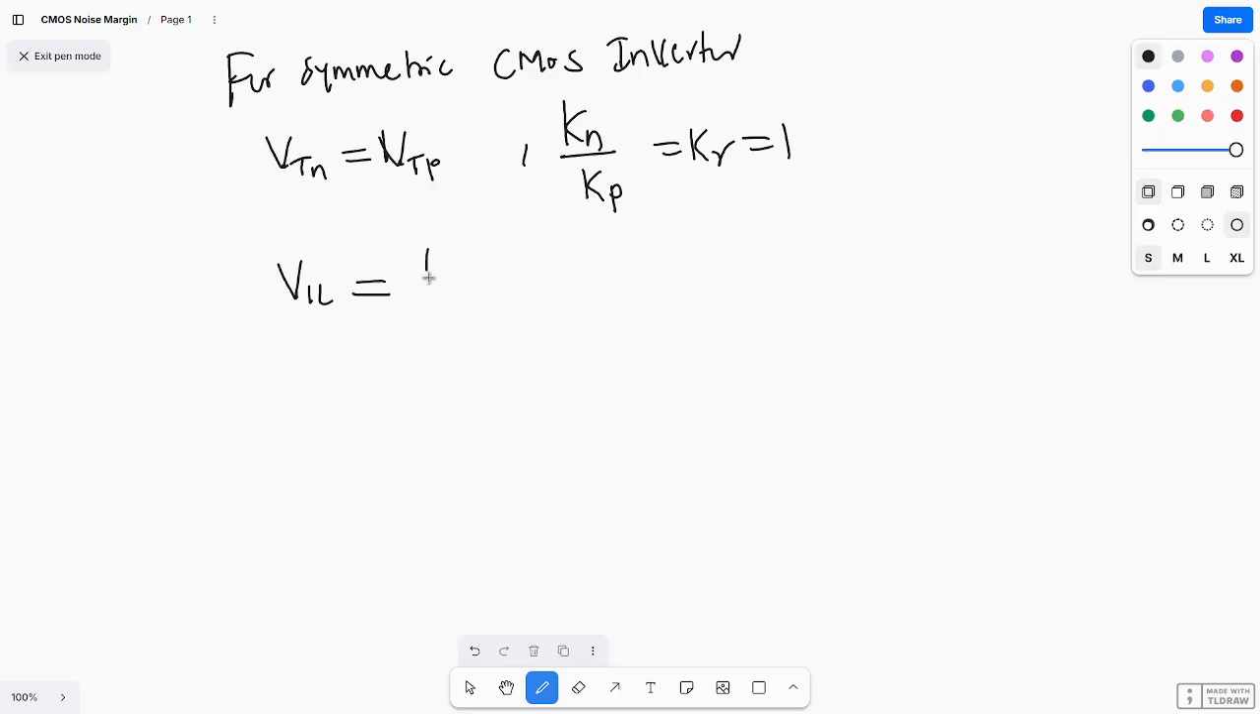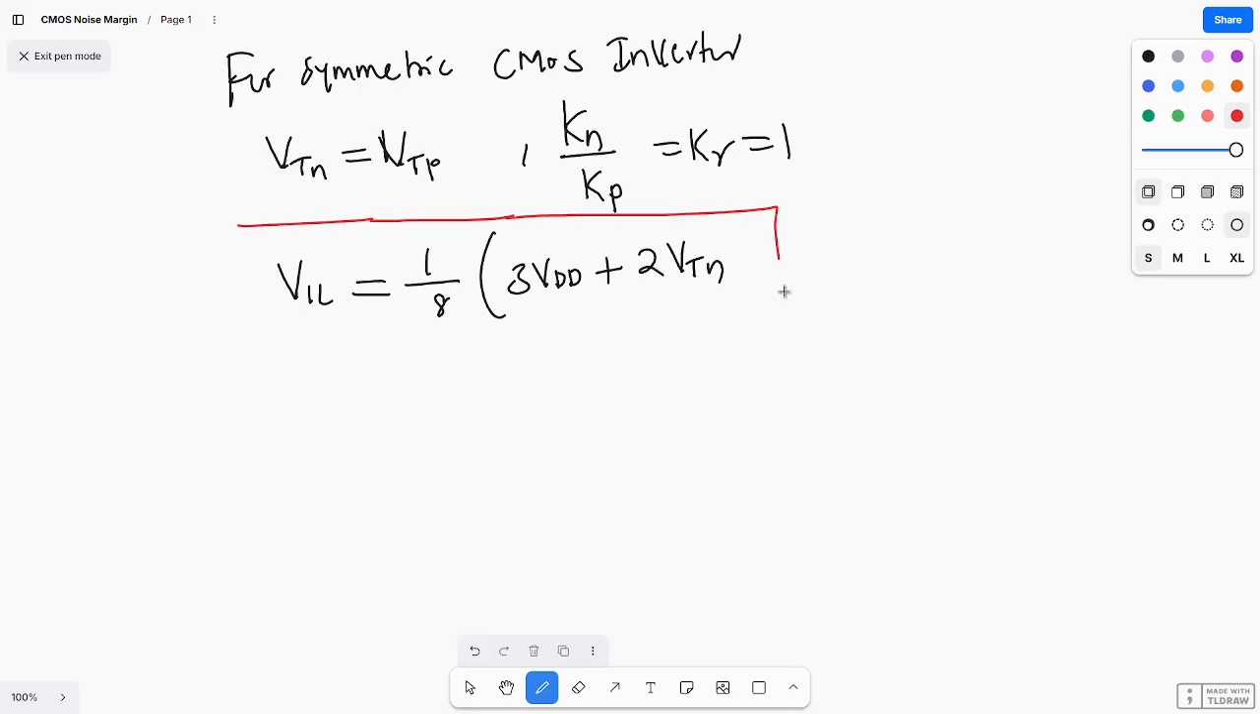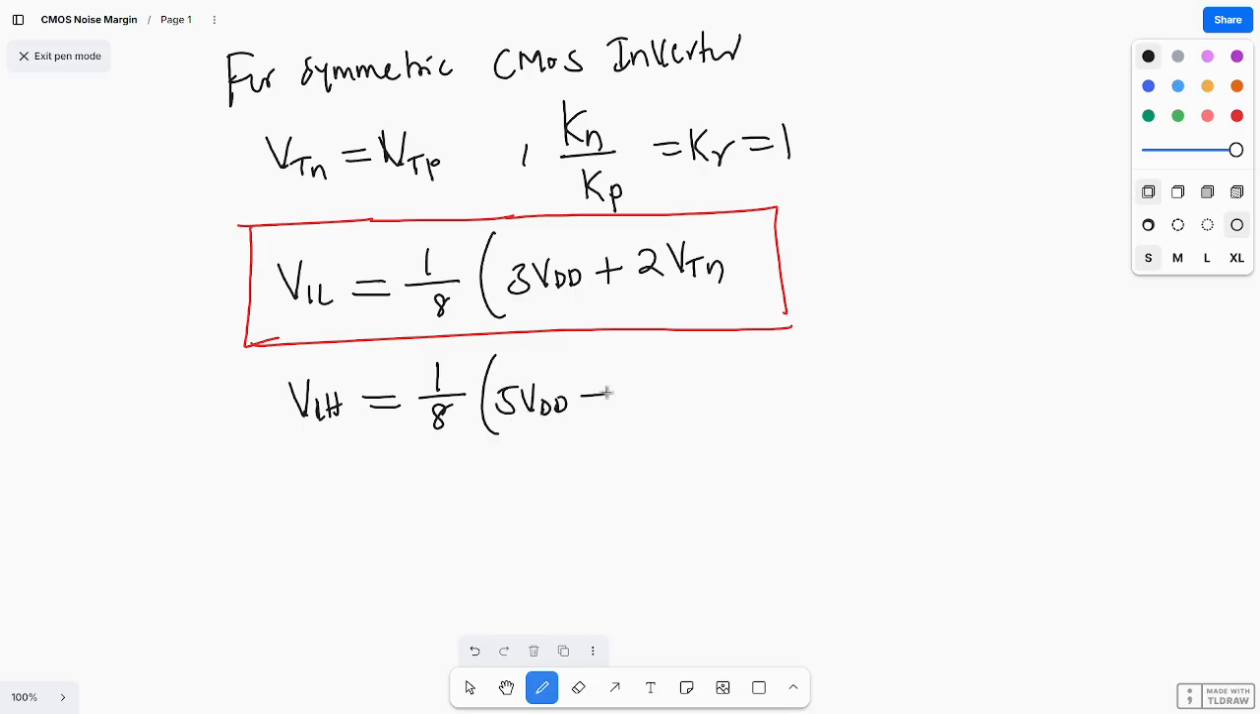VIL equal to 1 by 8 (3 VDD plus 2 VTN). This is for VIL. And next for VIH, this is equal to 1 by 8 (5 VDD minus 2 VTN). So this is for VIH.